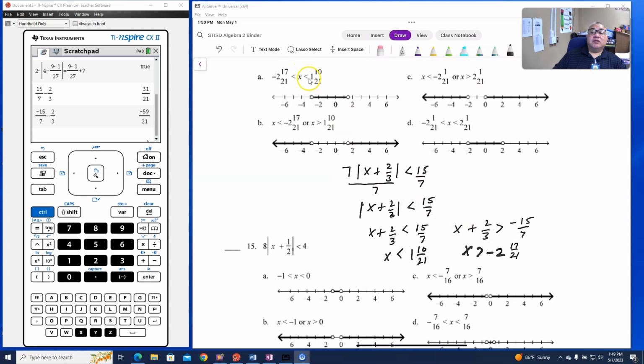So here we have x is less than, this one says x is greater than, and C doesn't have 1 and 10/21. This one says x is greater than, so it can't be answer B. And D doesn't have anything dealing with 1 and 10/21. So your answer is A. It says there x is less than 1 and 10/21, which is right here, and x is greater than -2 and 17 over 21. So the answer is A.